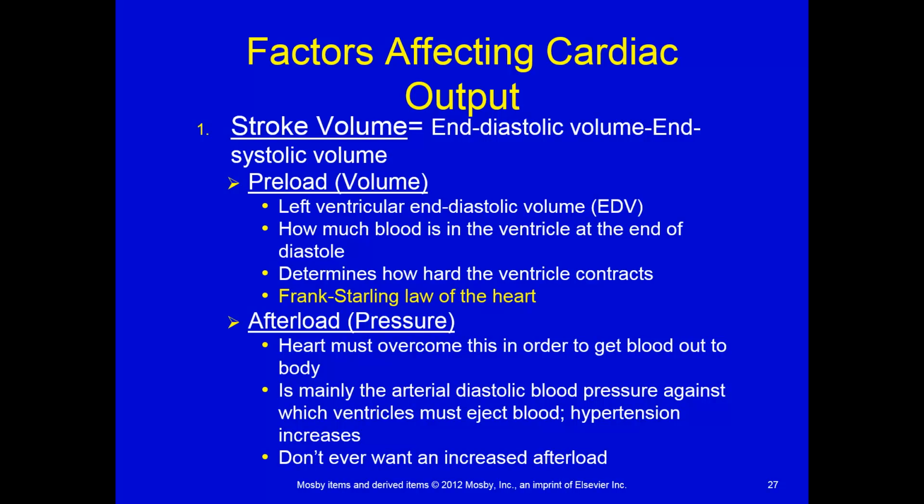Yes, we want our bicep to get bigger because of increased resistance. We don't ever want our left ventricular muscle to get bigger because of increased resistance. That's pathologic. That's setting the person up for heart failure. Okay? So increased afterload, never good. Increased preload, could be okay. Could be beneficial. Could increase the contractility of that ventricle contracting. Does that make any sense at all?